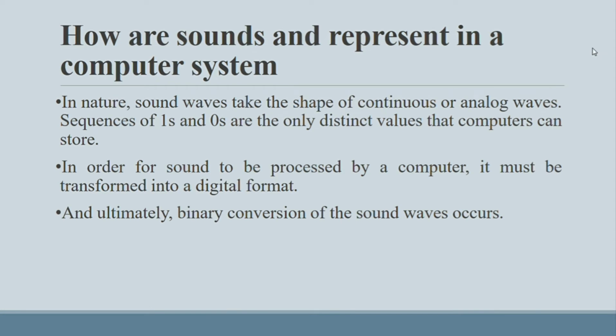How are sounds represented in a computer system? Sound waves are naturally continuous, or analog, in form. A computer system can only store discrete values, sequences of ones and zeros. Therefore, sound needs to be converted into a digital format to be processed by a computer.